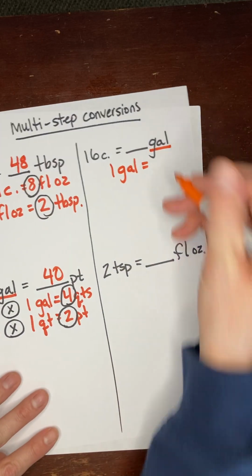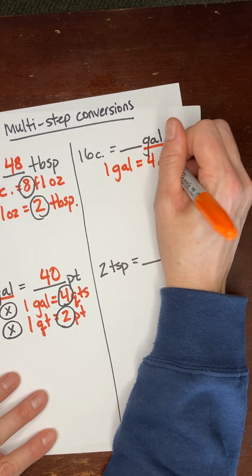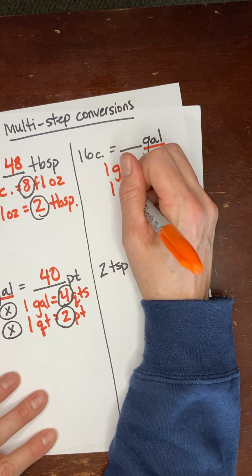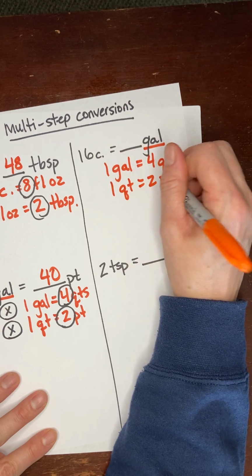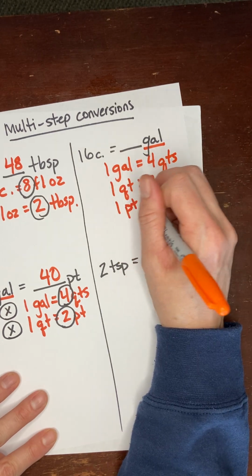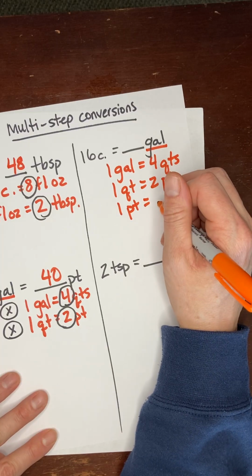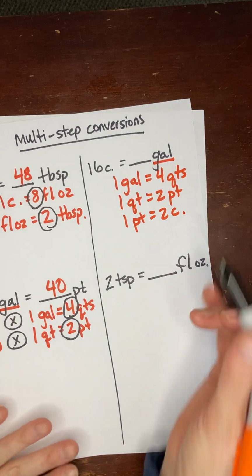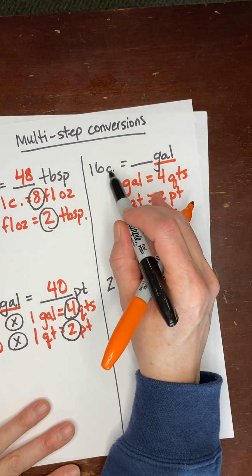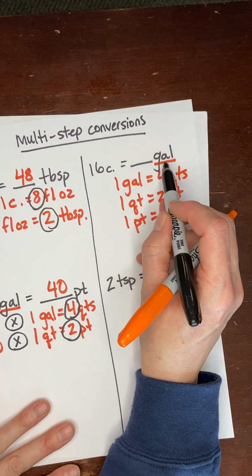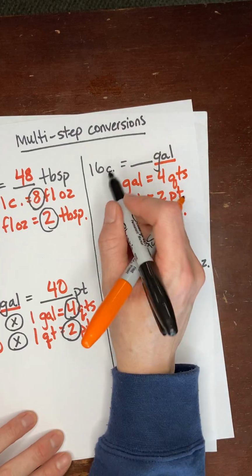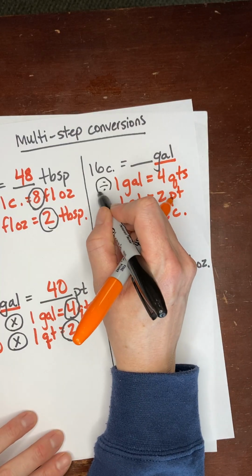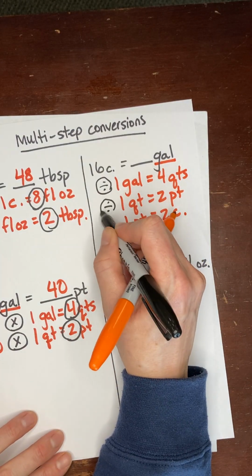Okay, so 1 gallon is 4 quarts. 1 quart equals 2 pints. 1 pint equals 2 cups. Okay, now I need to decide, am I multiplying or dividing? Well, I'm going from a smaller measure to a larger one, right? Because gallons are bigger. So I have to divide each time. There's my operator.